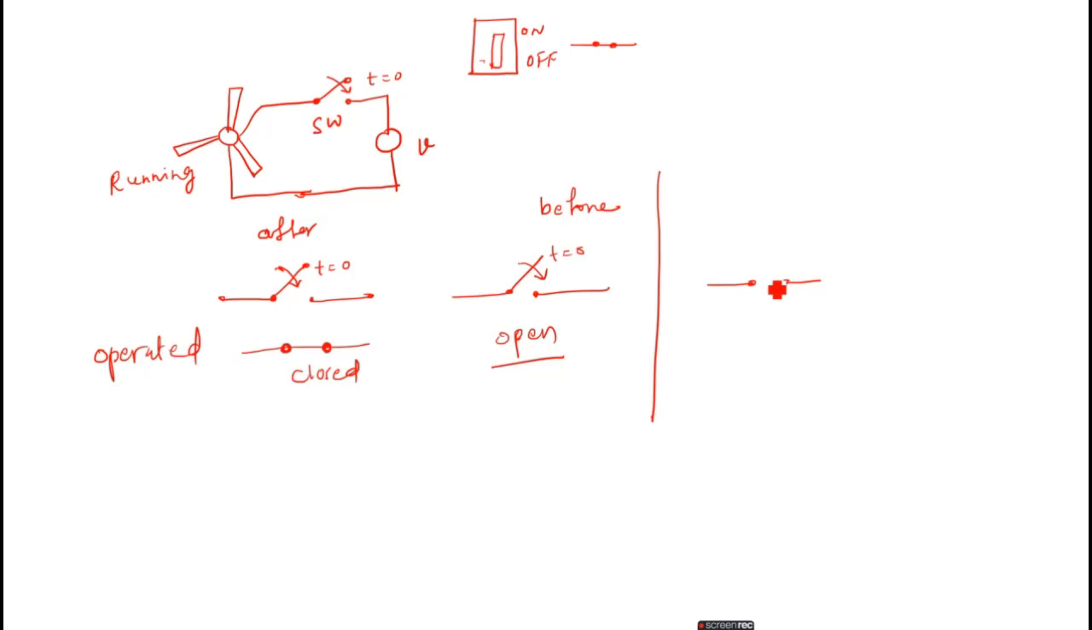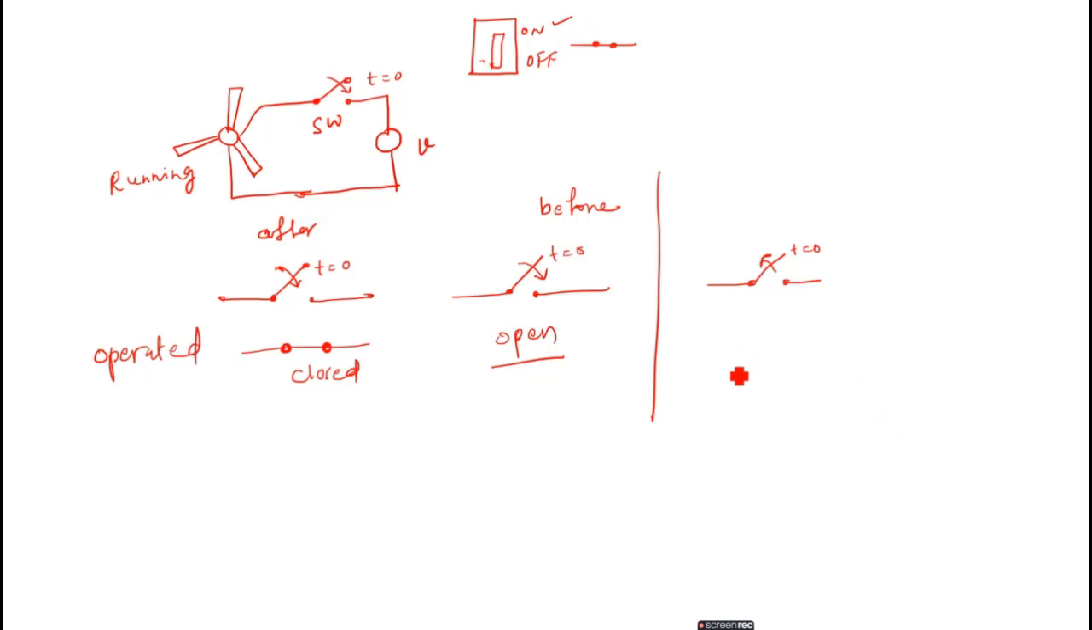The switch symbol is used like this. The meaning of this is your switch is already closed. When it is operated, it opens. That is the meaning of this symbol. So initially it is already closed. Initially it is in this state.